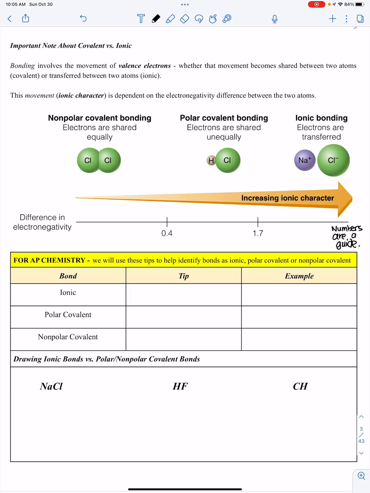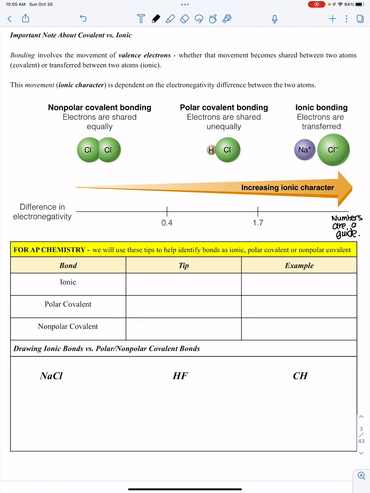This is going to be our Unit 2 lecture part 2. We're going to be talking about bond polarity. This is an important note about covalent versus ionic compounds. Bonding involves the movement of electrons, valence electrons, whether that movement becomes shared or transferred.